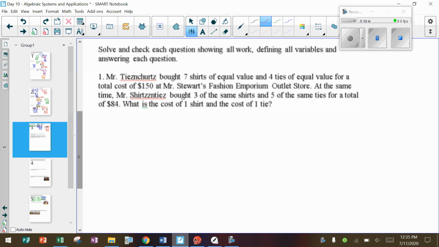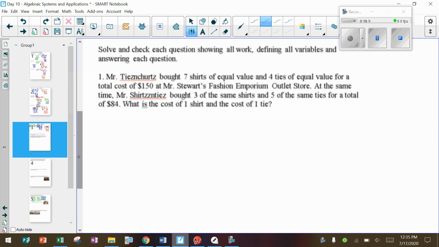All right. Mr. Ties and Shirts bought 7 shirts of equal value and 4 ties of equal value for a total cost of $150 at Mr. Stewart's Fashion Emporium outlet store. At the same time, Mr. Shirts and Ties bought 3 of the same shirts and 5 of the same ties for a total of $84. What is the cost of 1 shirt and 1 tie?